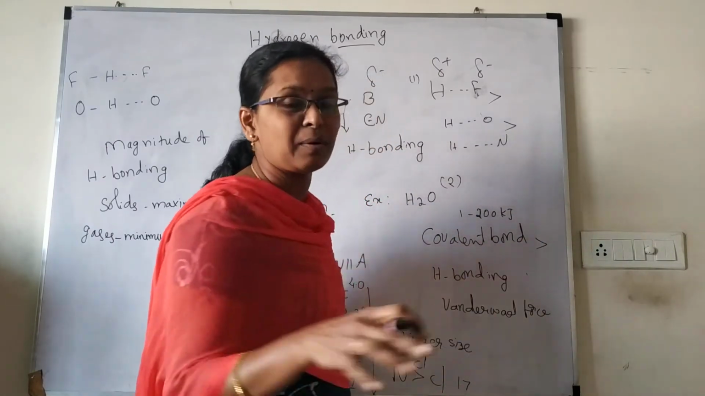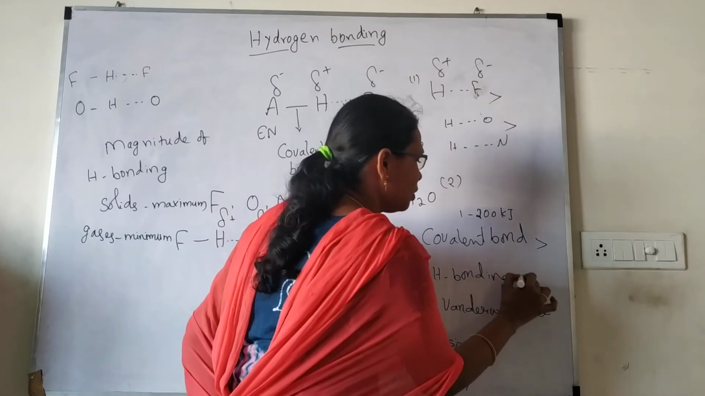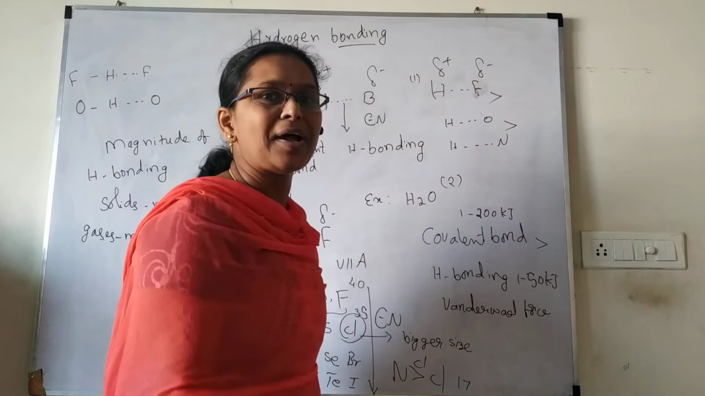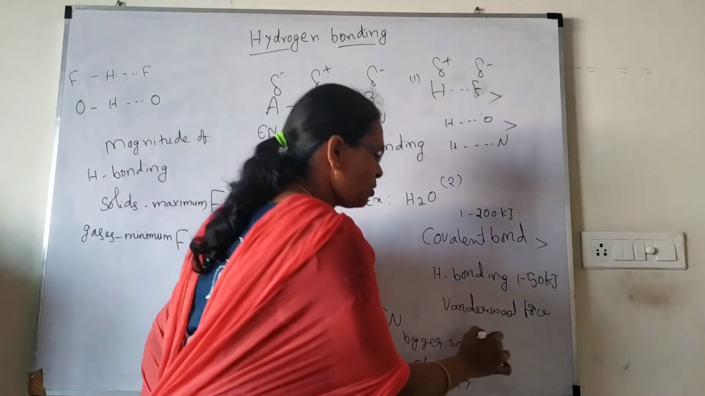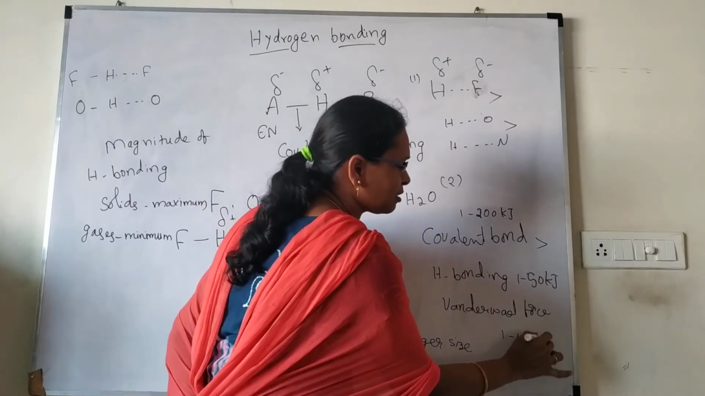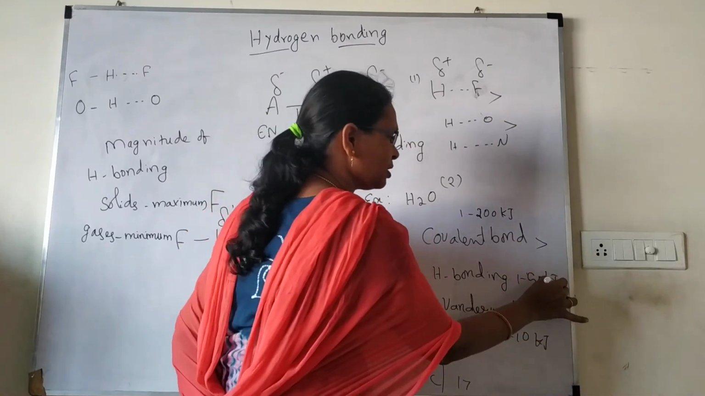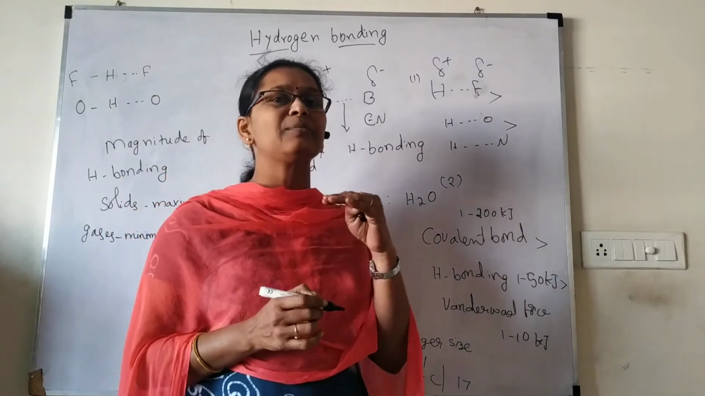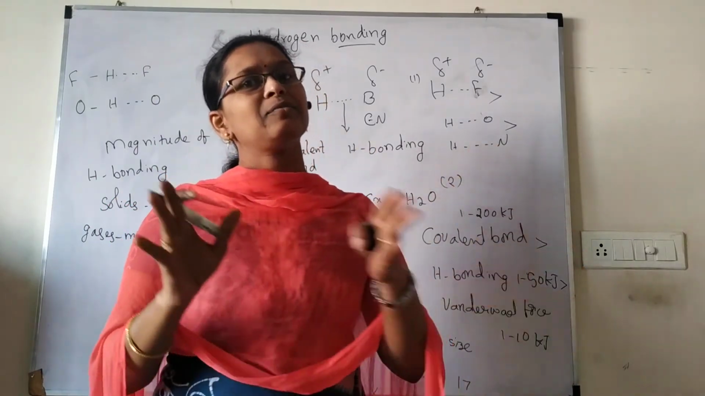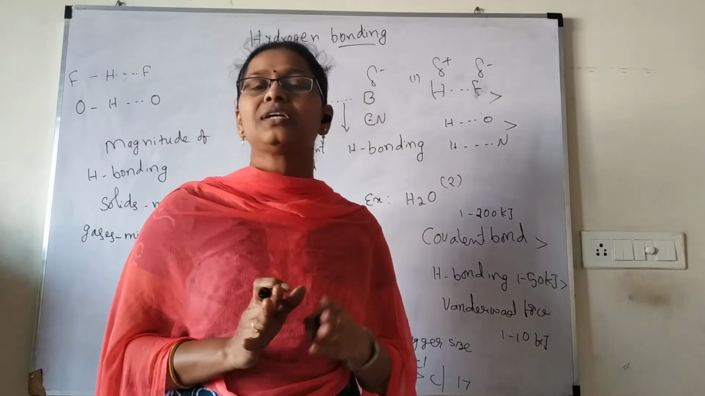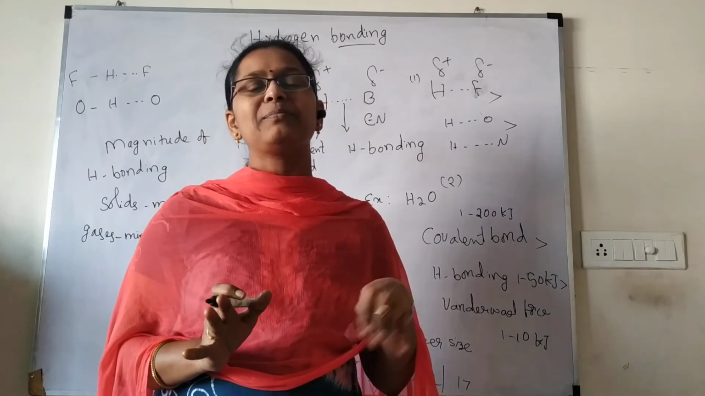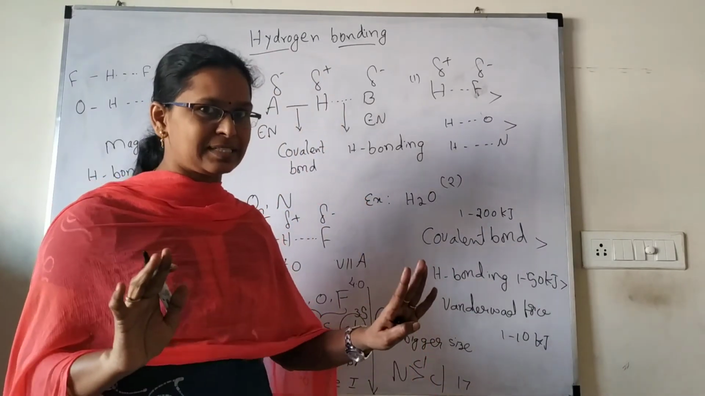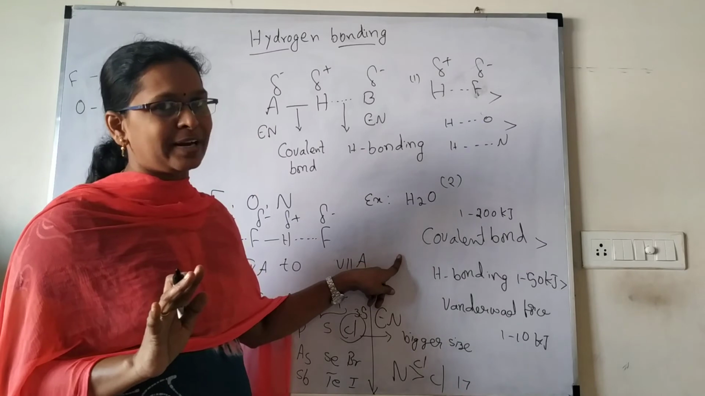For hydrogen bonding, even to break a hydrogen bond we require 1 to 50 kilojoules of energy. In the case of van der Waals, it is a very weak force. So nearly 1 to 10 kilojoules is enough. So we can say hydrogen bonding is the intermediate between the covalent bond and van der Waals forces. Van der Waals forces are weak interactions. Easily we can break the bond. And hydrogen bonding has no independent existence. It has to associate with the covalent bond.